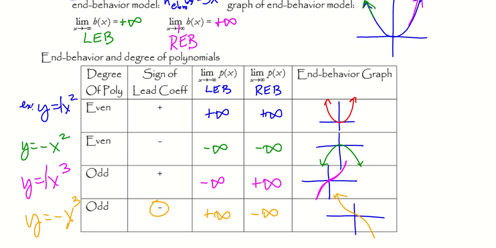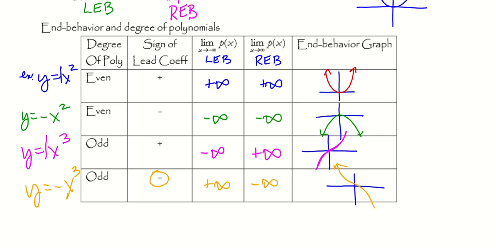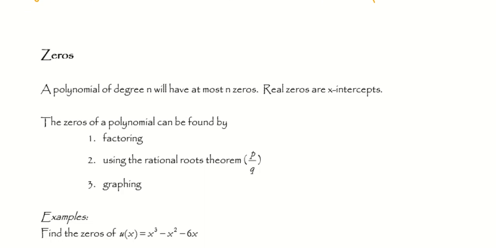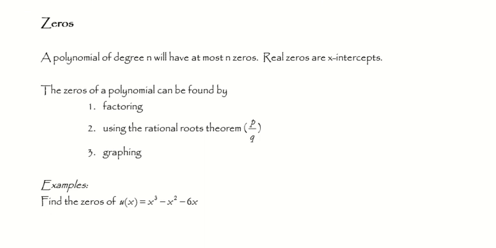So the key really is not to memorize what's in this chart. The key is to know what the graphs of your power models look like. Graph them based on your leading term and determine your end behavior, or your limits as x goes to positive infinity, from those. All right, now let's talk about zeros of a polynomial.